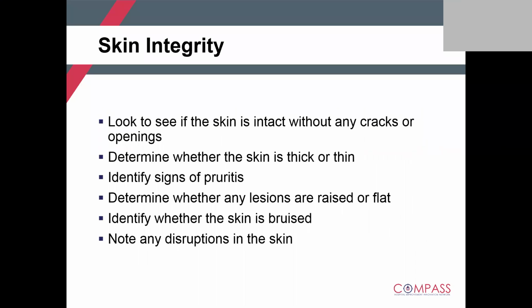You need to look at the skin integrity. Look to see if the skin is intact without any cracks or openings. Determine whether the skin is thick or thin. Determine whether any lesions that are currently there are raised or flat. Look for any bruises, any disruptions in the skin, and if there are any disruptions in the skin, the injury will need to be identified. For example, is it a skin tear? Is it a pressure ulcer that's already been identified? Is it a moisture-associated skin damage? And make sure to chart all these in the electronic health record.